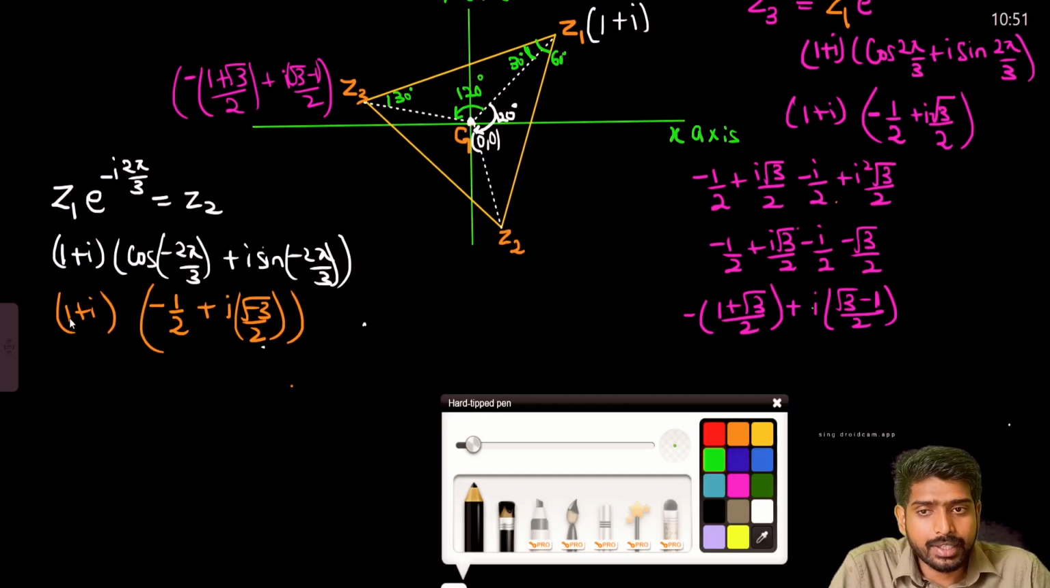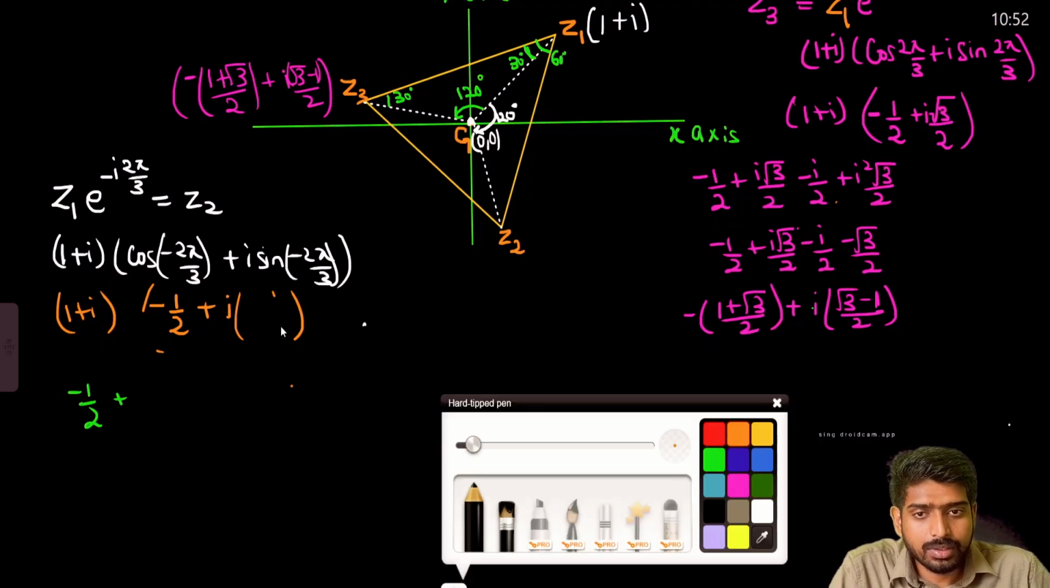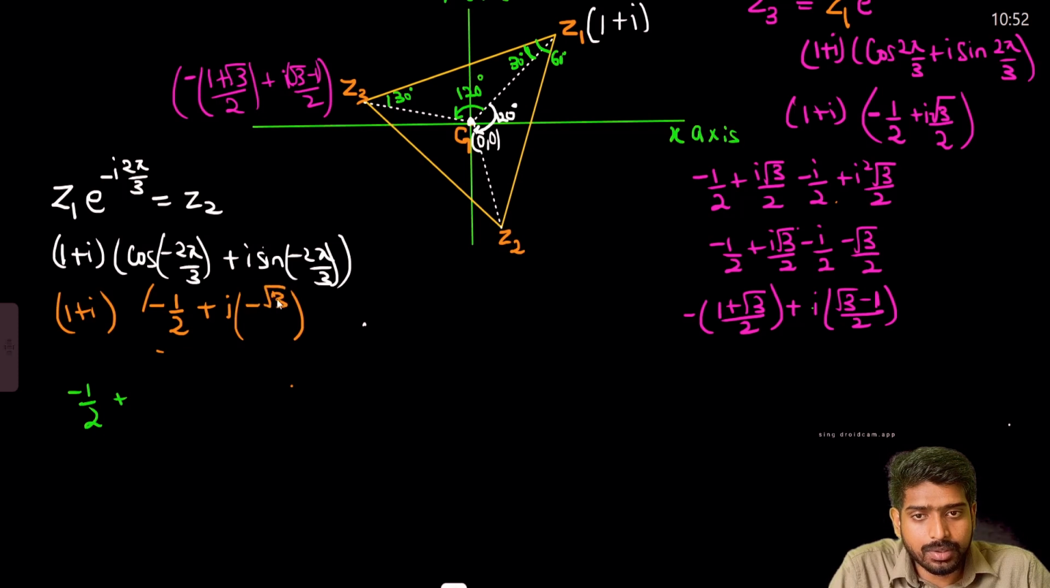So if we multiply, we get 1 multiplied by minus 2 is minus 1 by 2. 1 multiplied by this is minus root 3 by 2, not the root of minus 3 by 2. So this will be minus root 3 by 2. Got it. Now next, 1 multiplied by minus 1 by 2 is minus 1 by 2.